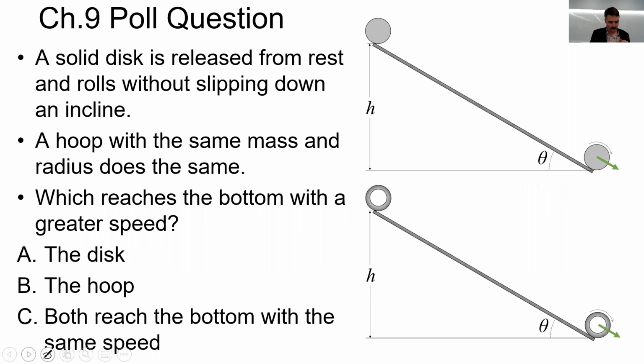I want to do a quick poll here. It's going to be based on a demo, which we might as well do. A solid disk is released from rest and rolls without slipping down an incline. A hoop with the same mass and radius does the same. Which reaches the bottom with a greater speed? Where are my polls here? A, the solid disk, B, the hoop, or C, both reach the bottom with the same speed?